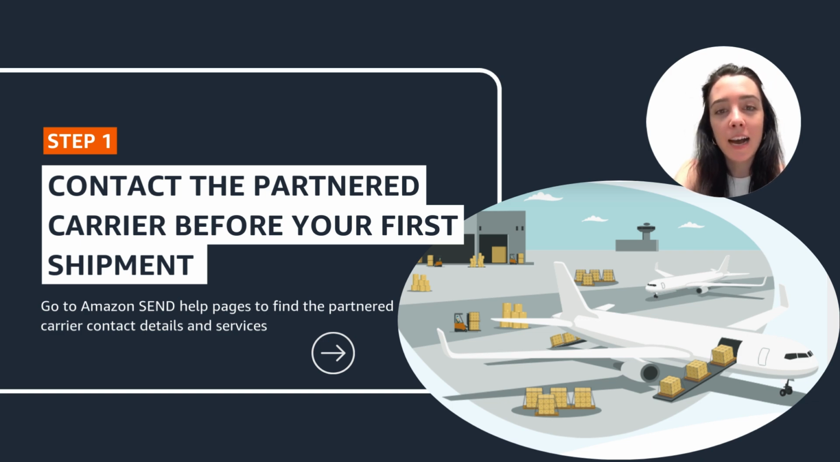These services are provided by partner carriers, not by Amazon. Since Amazon is not a party to the agreement between you and the carrier, you must first contact the partner carrier to sign a service agreement before creating your Send shipment. This agreement only needs to be signed once. After this, you can create your Send shipments without doing this again.